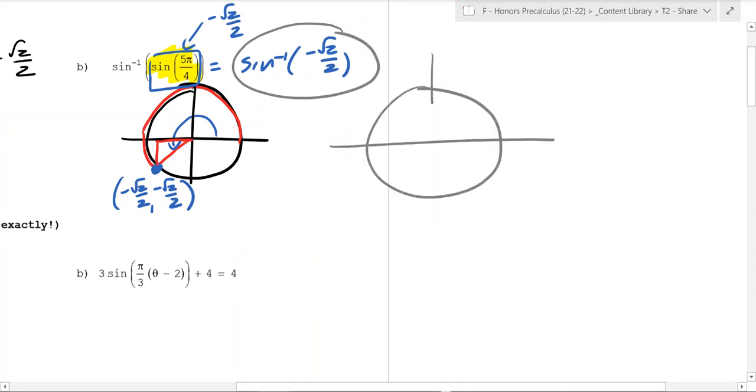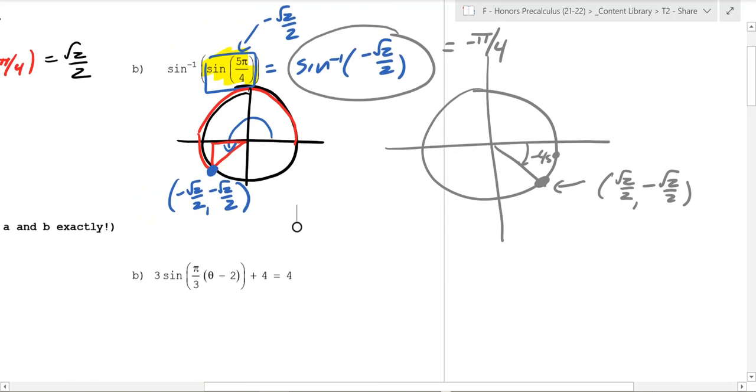So when you look at a unit circle like this, the point on the unit circle that has a y value of negative root 2 over 2 is going to be right there, which is when you have it at root 2 over 2 comma negative root 2 over 2. So that is negative 45 degrees. So that's actually going to be negative pi over 4 if you keep it in radians. So again, the sine of 5 pi over 4 is negative root 2 over 2. And then it's asking the sine of what angle is negative root 2 over 2. That's going to be right here, negative pi over 4.